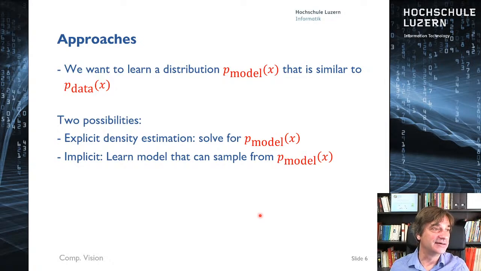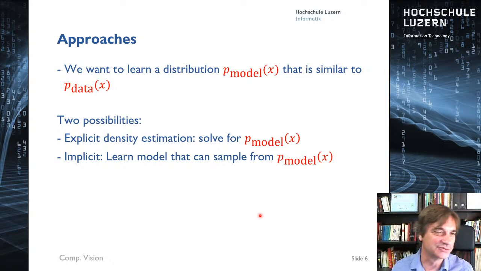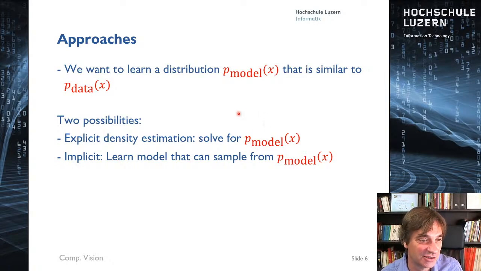So how can we do that? There are actually different possibilities. So what do we actually want to do? We have some distribution p data, and we would like to learn a distribution p model, which we don't actually have, we only have data for it, so that we can then draw samples from p model to get the images.